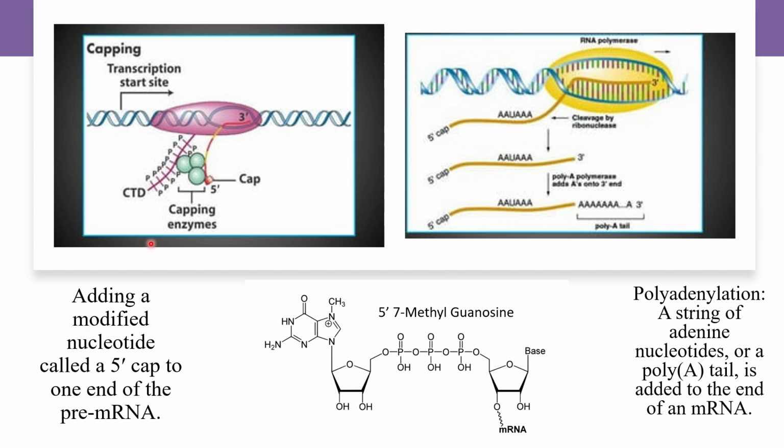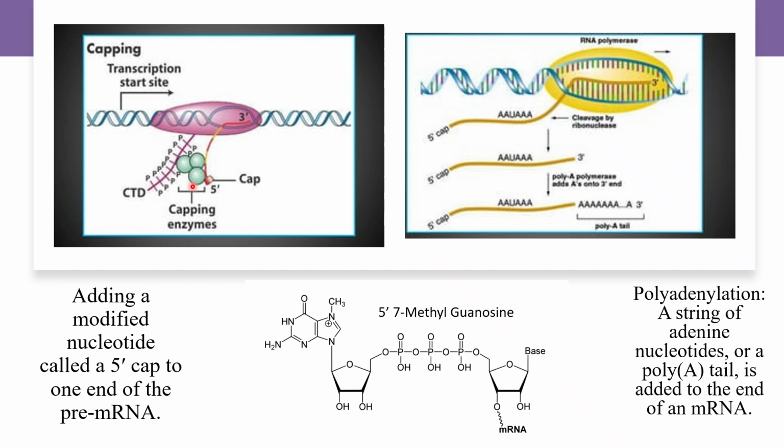One is the capping, and the other is the tail addition. In the capping, there is the addition of the 5' 7-methylguanosine. This is the structure which is added to the 5' end, as the RNA which is synthesized is always 5' to 3'. At the 5' end, this structure is attached, which consists of a sugar attached by a phosphate bond and the guanosine base. And to the guanosine at the 7th position, the methyl group is attached. So that's why it is known as 7-methyl guanosine, and at the 5' end of the messenger RNA it will be attached.